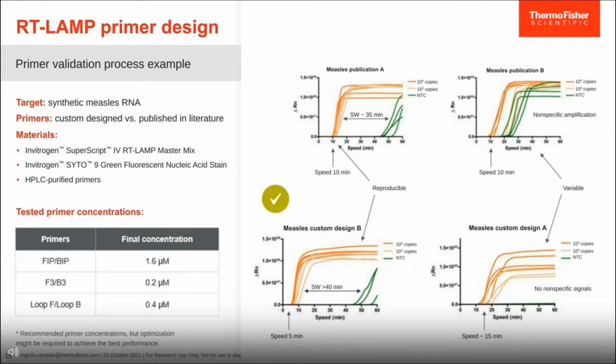So both publication A primer set and custom design B show good performance as we would like to have. And here we selected simply custom design B because of the speed. It's the fastest speed, but both show good performance and could be used. And hopefully this example provides you information on what to look for when examining LAMP kinetic profile.